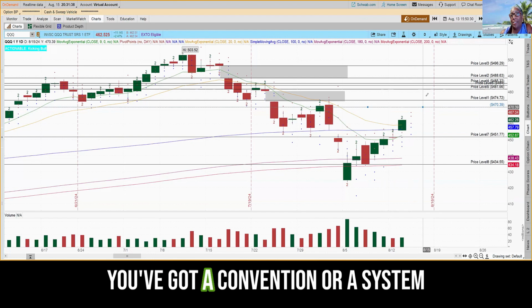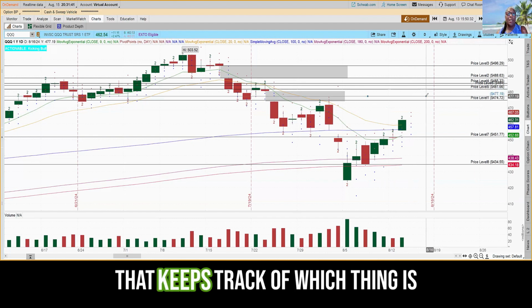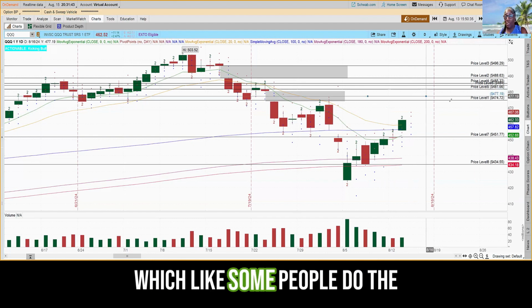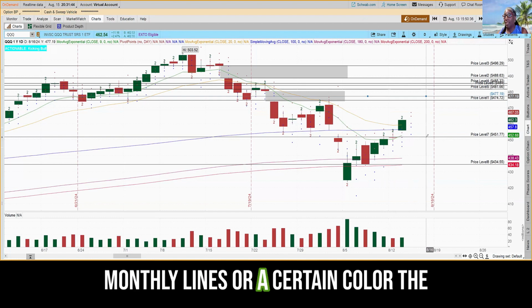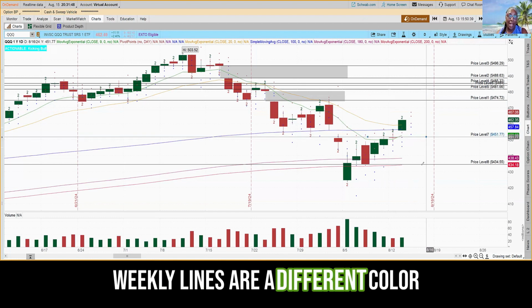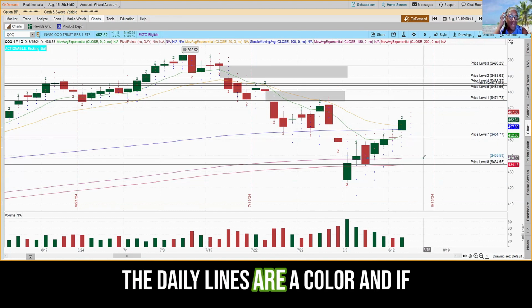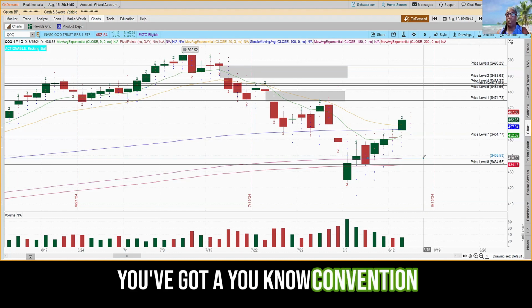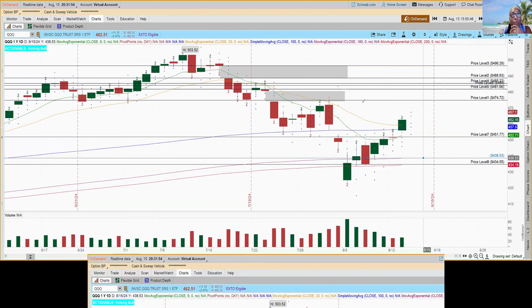And unless you've got a convention or a system that keeps track of which thing is which, like some people do: the monthly lines are a certain color, the weekly lines are a different color, the daily lines are another color. If you've got a convention like that, then that's perfect.